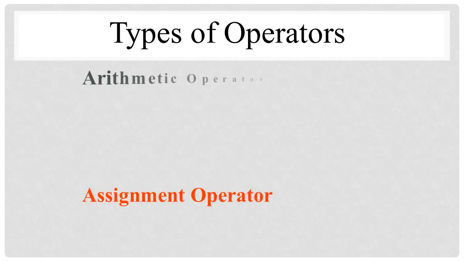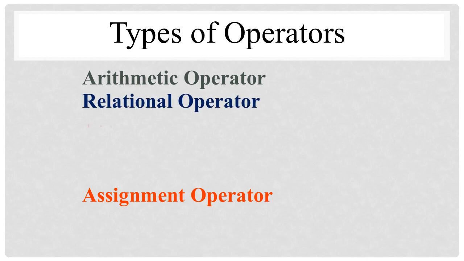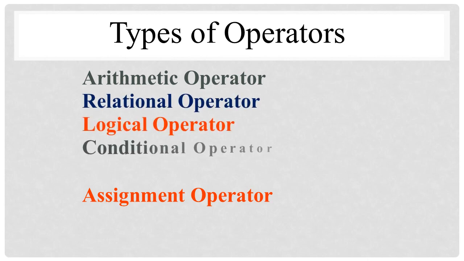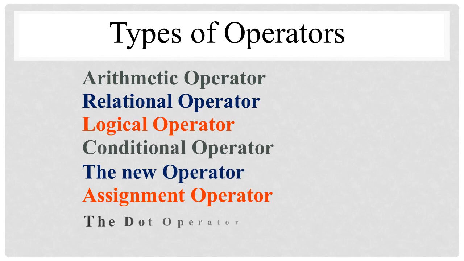Types of operators. This category groups operators according to the types of operations they perform on the operands. An operator is called an arithmetic operator, a relational operator, a logical operator, a conditional operator, new operator, assignment operator, dot operator, or bitwise operator, depending on the kinds of operations it performs with its operands. Now let us discuss some of the operations that can be performed using these operators.